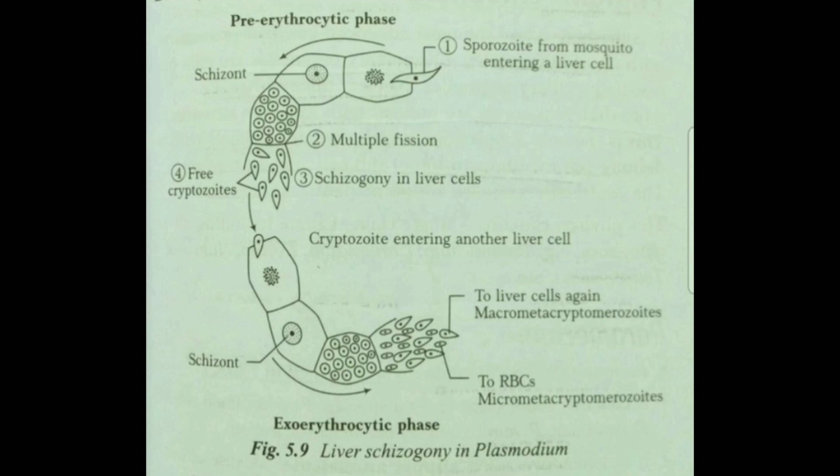Two types of metacryptozoites are produced in this phase. Smaller and more numerous are micrometacryptomerozoites. They enter the red blood cells to start the erythrocytic stage. Larger and less numerous are macrometacryptomerozoites. They invade fresh liver cells to continue the exoerythrocytic schizogony. Both types of schizogony are continued side by side.